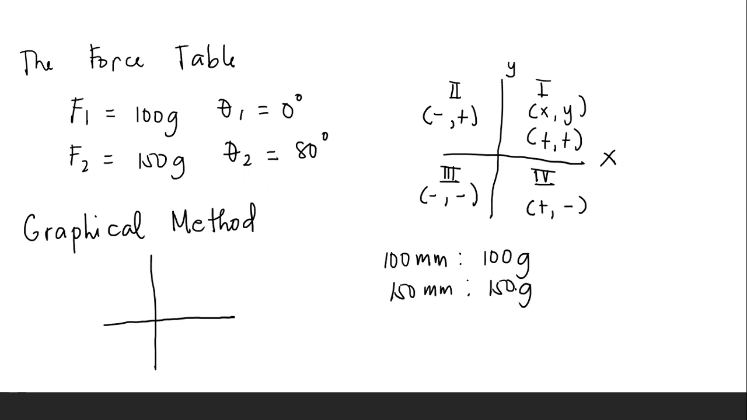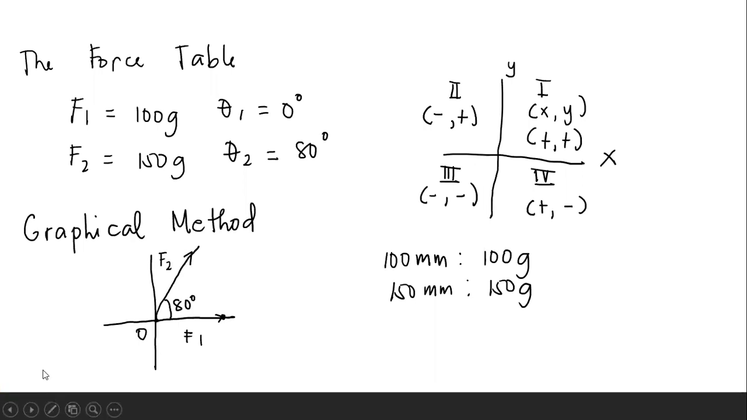Can you follow? Okay, now, this one will be the origin. From the origin up to 100 millimeters, for example, this one would be your F1. Then, using your protractor, measure 80 degrees. Then, from the origin up to 150 millimeters, this one will be your F2.